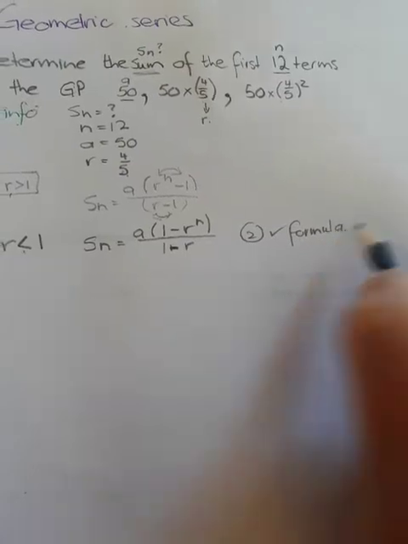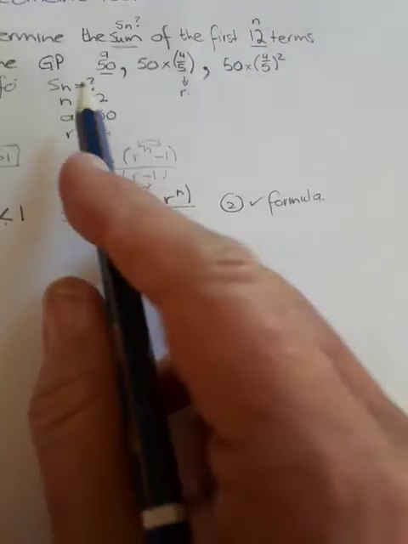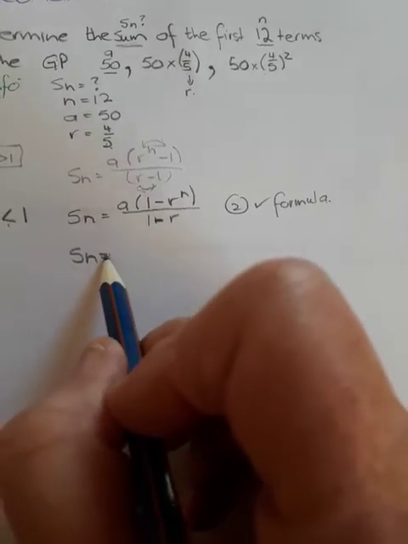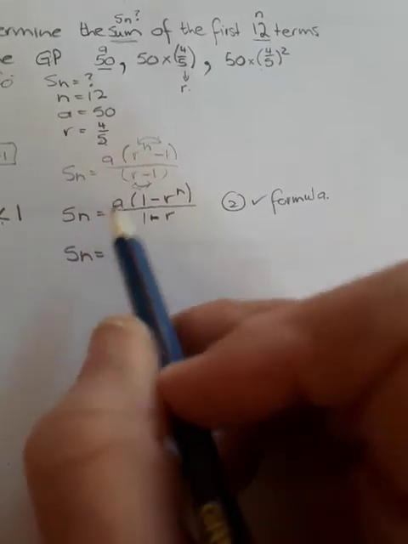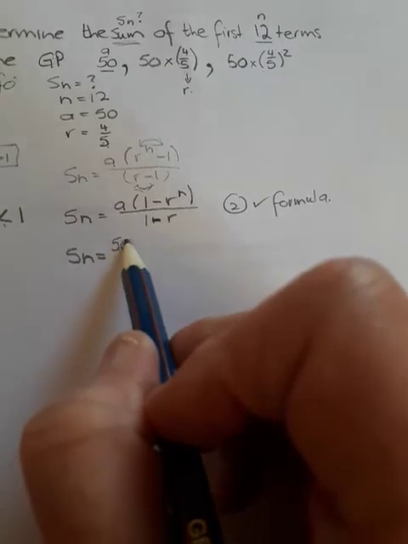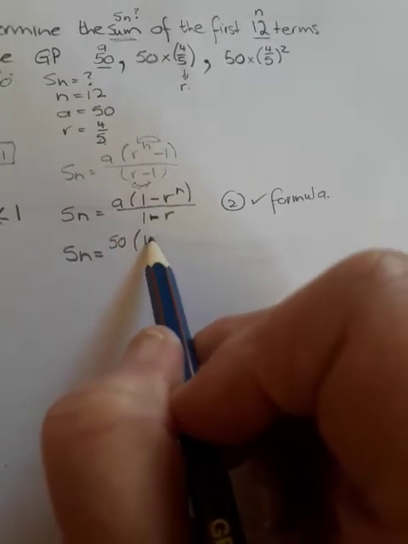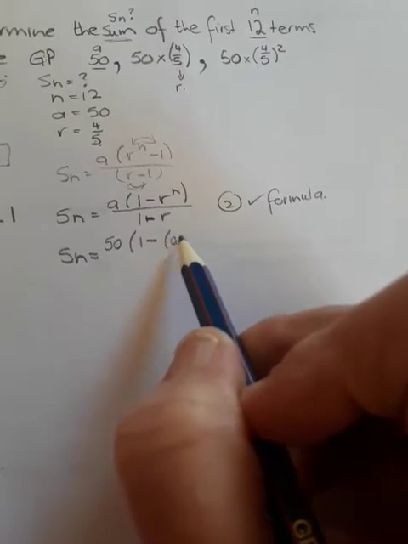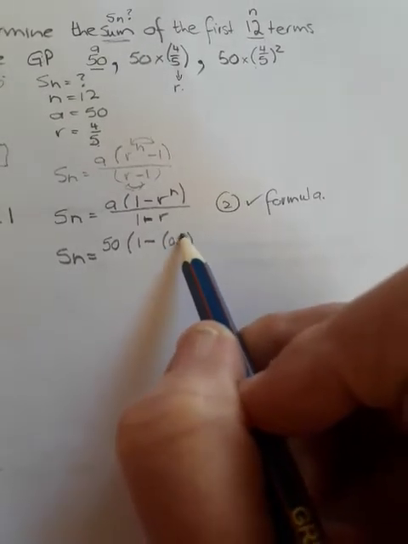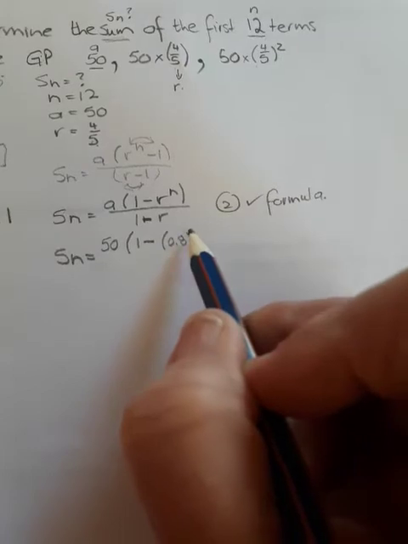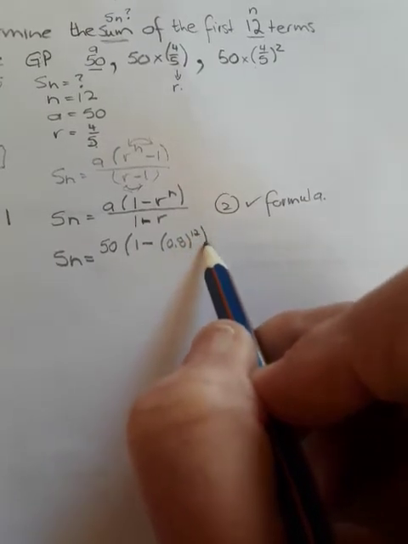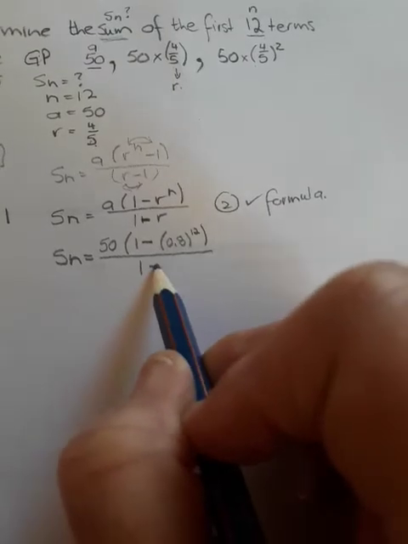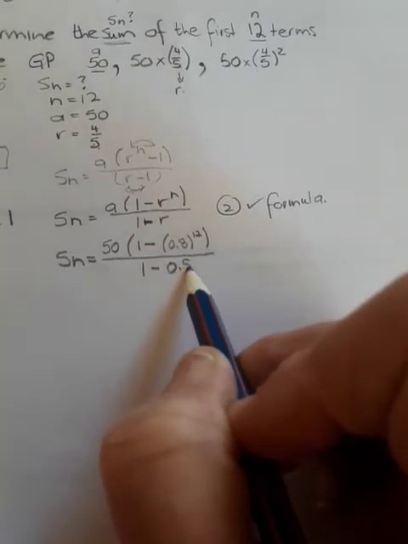The next step then is substitution. So now we can just simply check up there. Sn is being asked, so that remains Sn. Instead of a, we will write 50. Then we've got 1 minus the ratio, which is 4/5, or I will make that a decimal, 0.8 to the power of 12 over 1 minus the ratio.